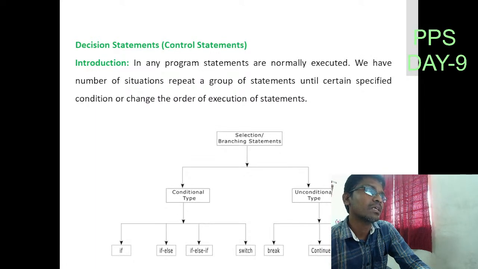But in any programming language, we have a number of situations to repeat a group of statements until the condition becomes false. For that, you have to use these decision making statements, control statements or selection statements. The selection statements or branching statements can be classified into two types: one is conditional statements and the second is unconditional statements.